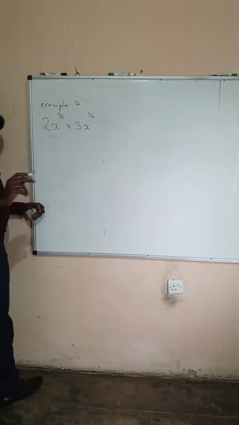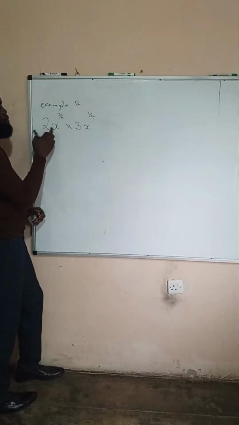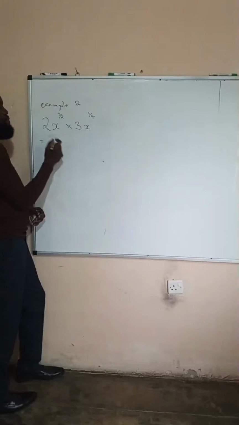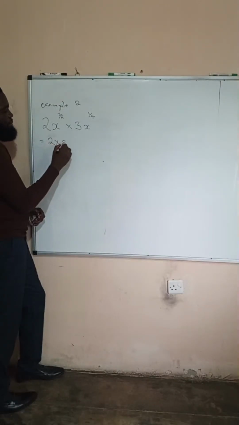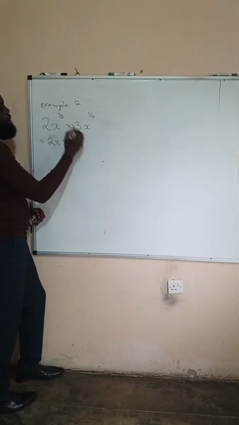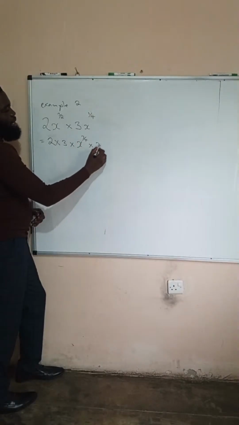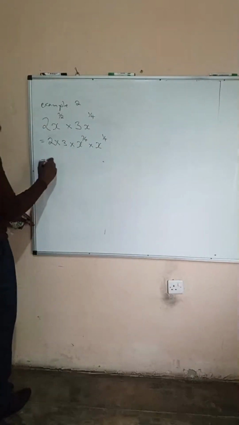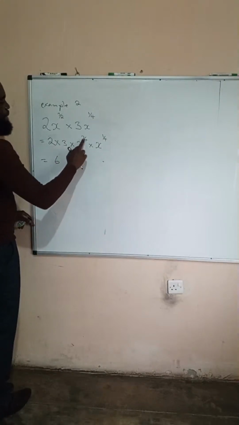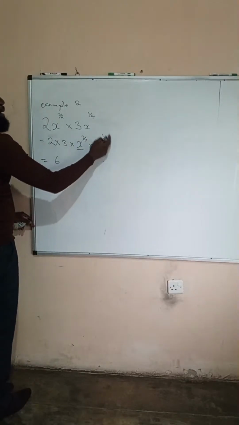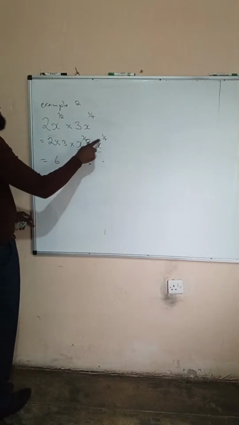What do you do when they give you something like this? 2x means 2 times x. 3x means 3 times x. This simply means you multiply the numbers first, 2 times 3, times the letters, x to the power 3 over 4 times x to the power 1 over 4. So this will give you 2 times 3, 6. When you are multiplying powers having the same base, we simply add the powers. So you are adding 3 over 4 plus 1 over 4.